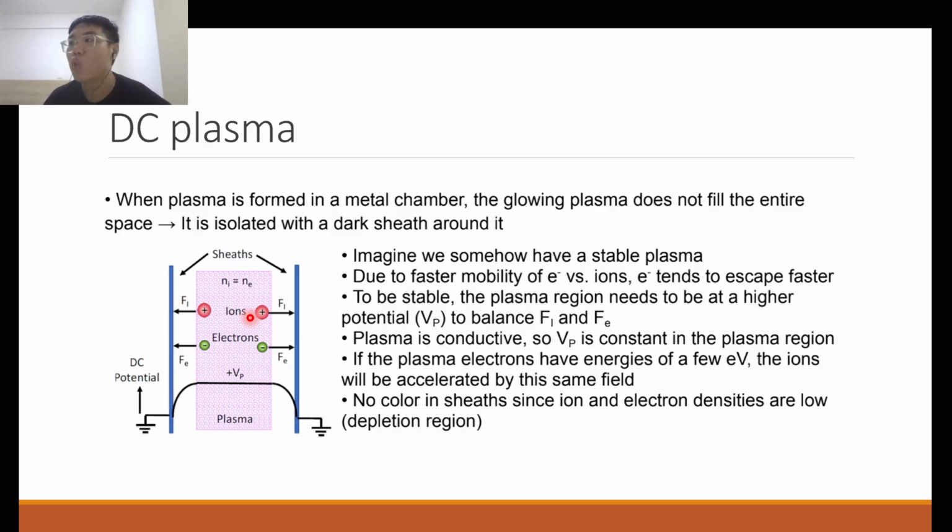And remember, why your plasma glows is when your electrons interact with your molecules to excite them into a higher energy state. So in the sheath region, there's basically a low concentration of electrons and ions, because these electrons and ions are swept to the electrodes. Since there's a low concentration there, there will also be a low incidence of the excitation events that occur in this sheath, and therefore this sheath will not glow. It will appear as a dark sheath. Okay.